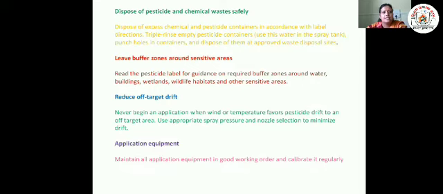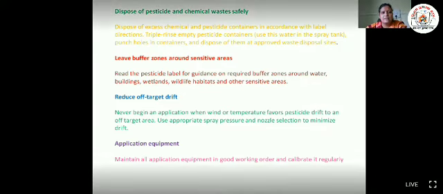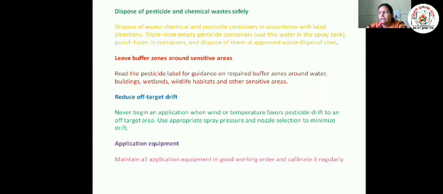Then dispose of pesticides and chemical waste safely. Dispose of the excess chemical and pesticide containers in accordance with the label direction. Then triple rinse empty pesticide containers. Then punch holes in the containers and dispose of them at approved waste disposal sites.